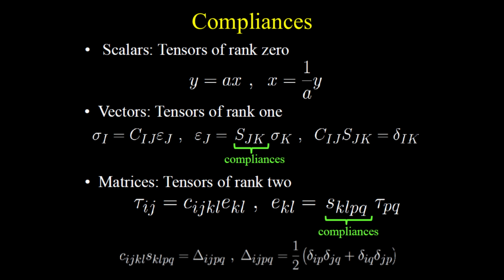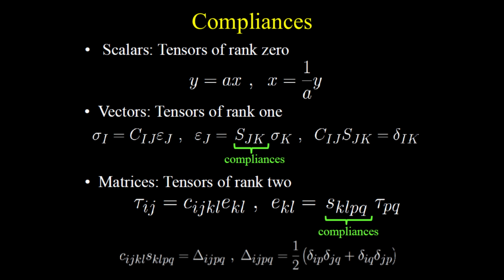Now we consider matrices instead of vectors. We also have multiple constants. For an inverse linear relationship between 3x3 matrices, such as stress and strain tensors, tau pq for stresses, and e_kl for strains, we have 81 constants, S_klpq. Remember that the summation is used here. This summation is over subscripts p and q.